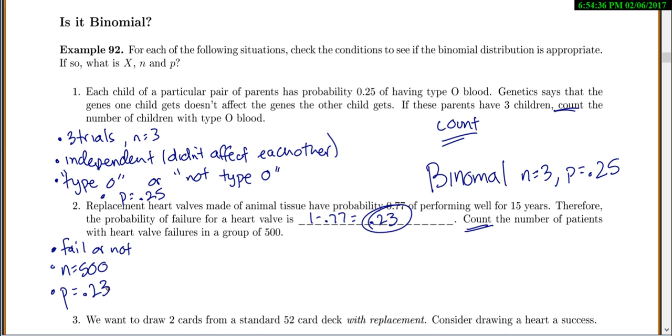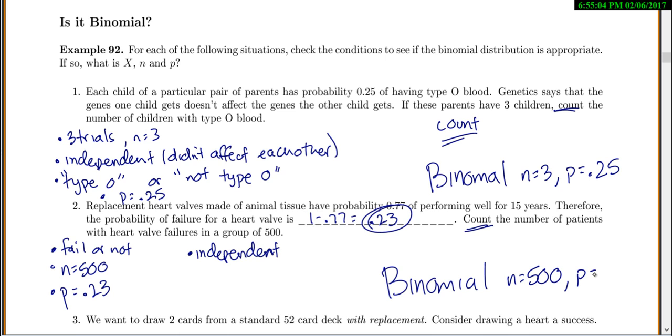And the last thing is, should it be independent or not? Should my heart valve affect your heart valve? Probably not. I don't see any reason they would, assuming we're not talking about them all being done by one doctor or something. So we'll just say independent here, so it fits all 4 criteria. So it is binomial. N equals 500, p equals 0.23.